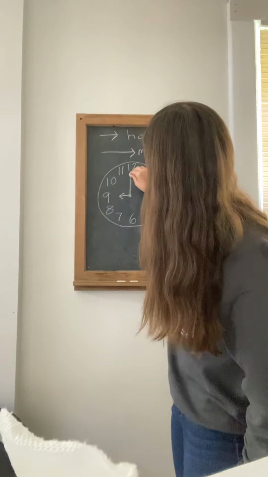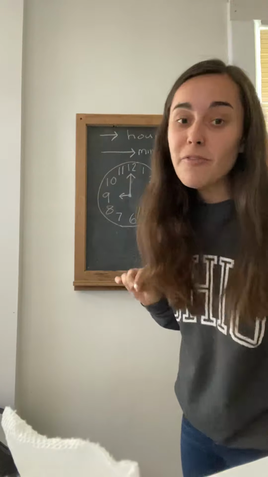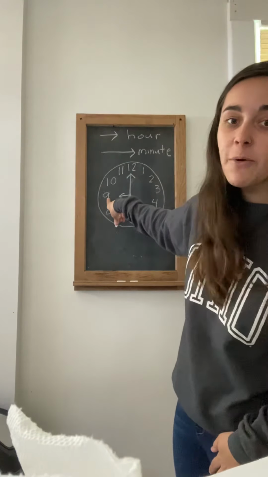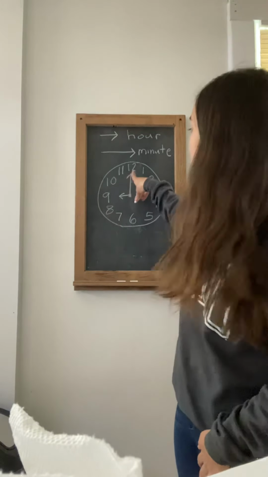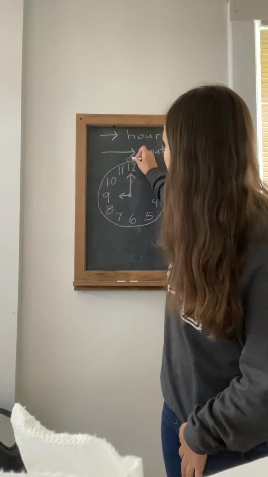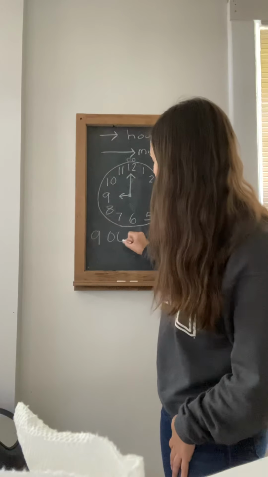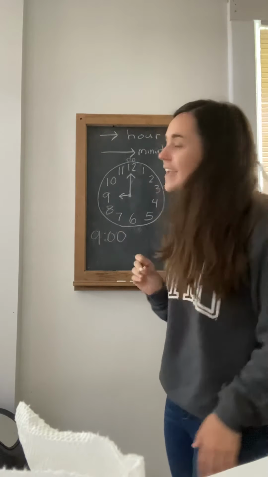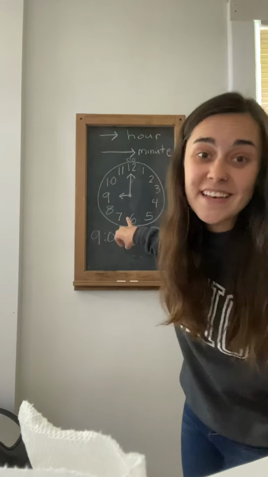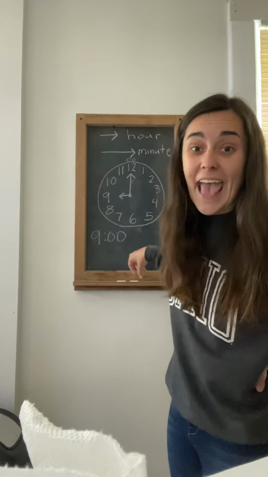Now, when I put my minute hand up to the 12, my long one up to the 12, 12 means o'clock or 00. So this would be, what's our hour? 9, and then 12 o'clock would be 00. So this time would be 9 o'clock. Now, if you look on a clock, can you tell if it's morning or nighttime? You can't. It would look like this if it was 9 o'clock a.m.